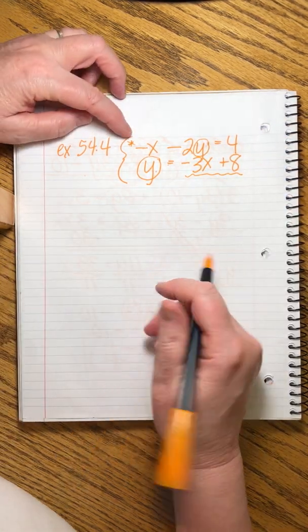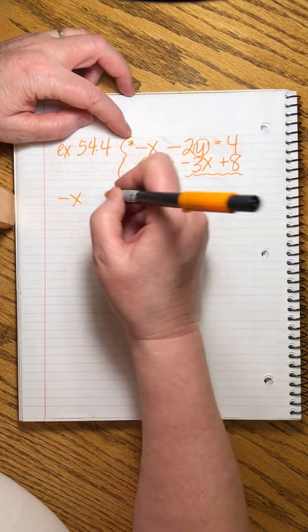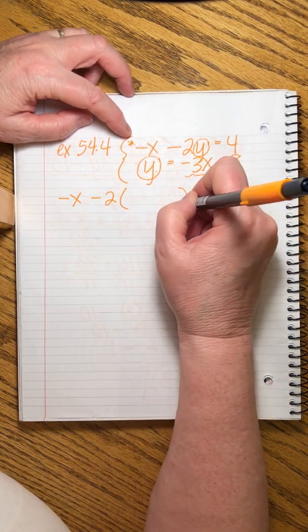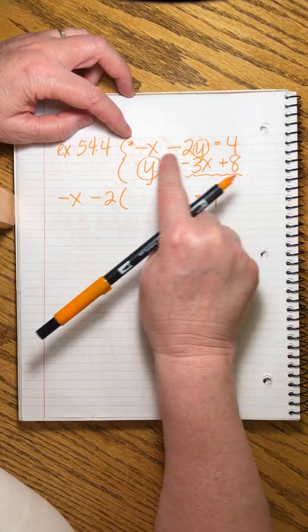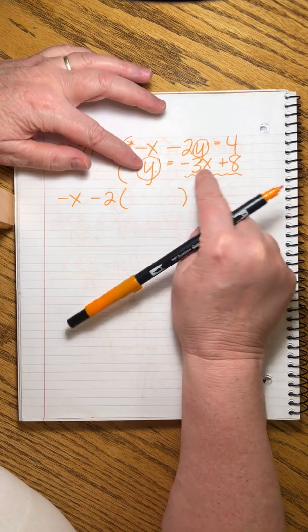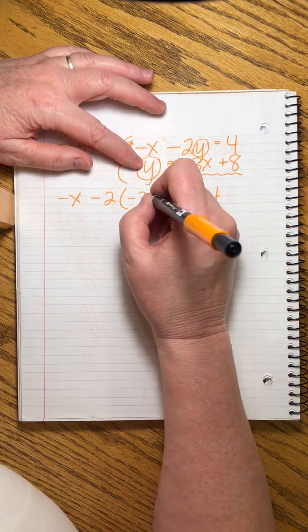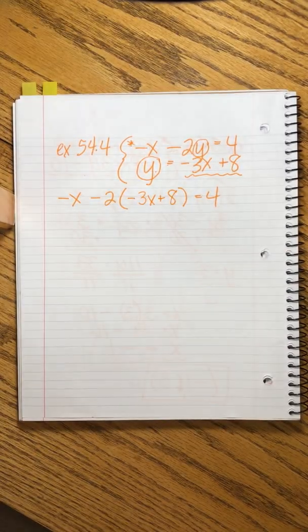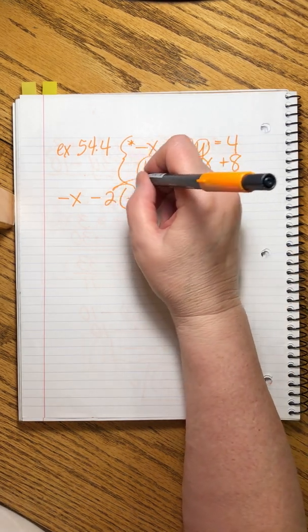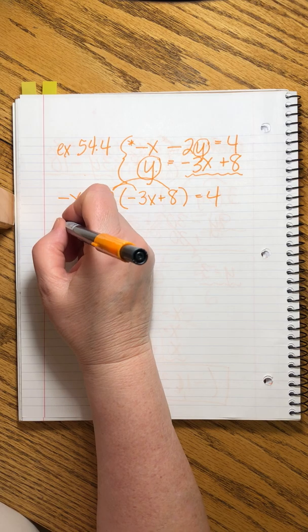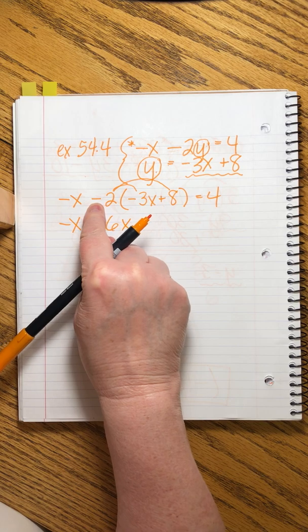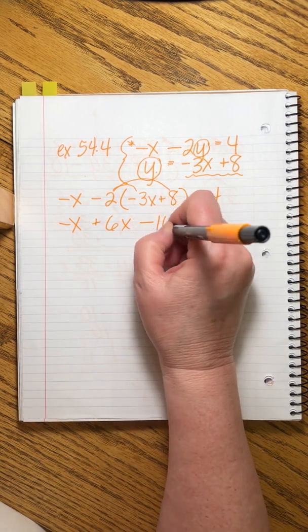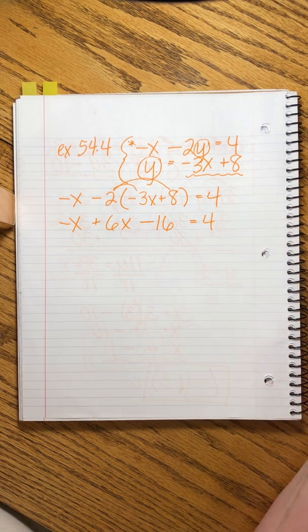So now I take my base equation, minus x minus 2y, but I'm going to substitute, equals 4. I stop and check and make sure I didn't scramble anything up. That looks good. Now I pour this into the bucket. That's the substitution. Okay, now it's just algebra. Algebra time. Minus x plus 6x, watch that minus sign, minus 16 equals 4.